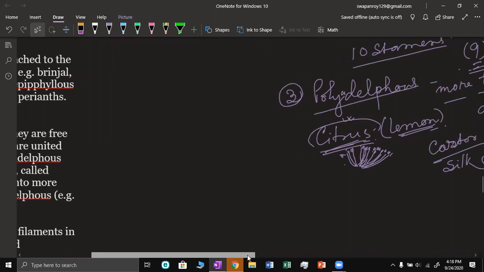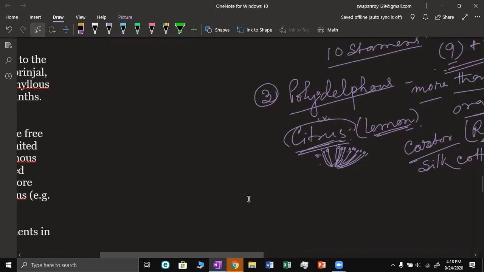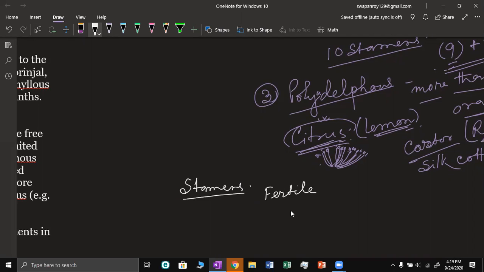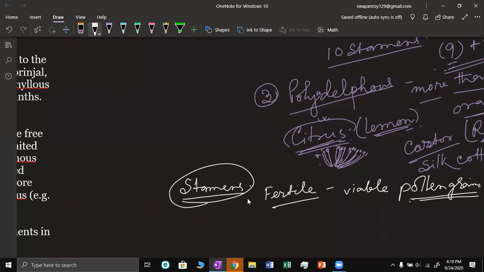Next is one thing in the androecium: the stamens may be fertile. Usually they are fertile, that is, they produce viable pollen grains capable of successful reproduction. But some of the stamens are sometimes sterile.